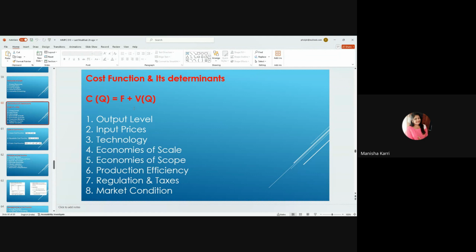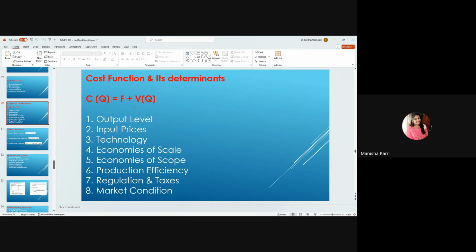Another one is economies of scale. As production scales up, firms may experience lower average costs due to economies of scale. This effect is captured in the cost function, showing a reduction in average cost with increased output. And economies of scope means producing a variety of products, which can lead to cost savings by sharing resources and processes, lowering overall costs.